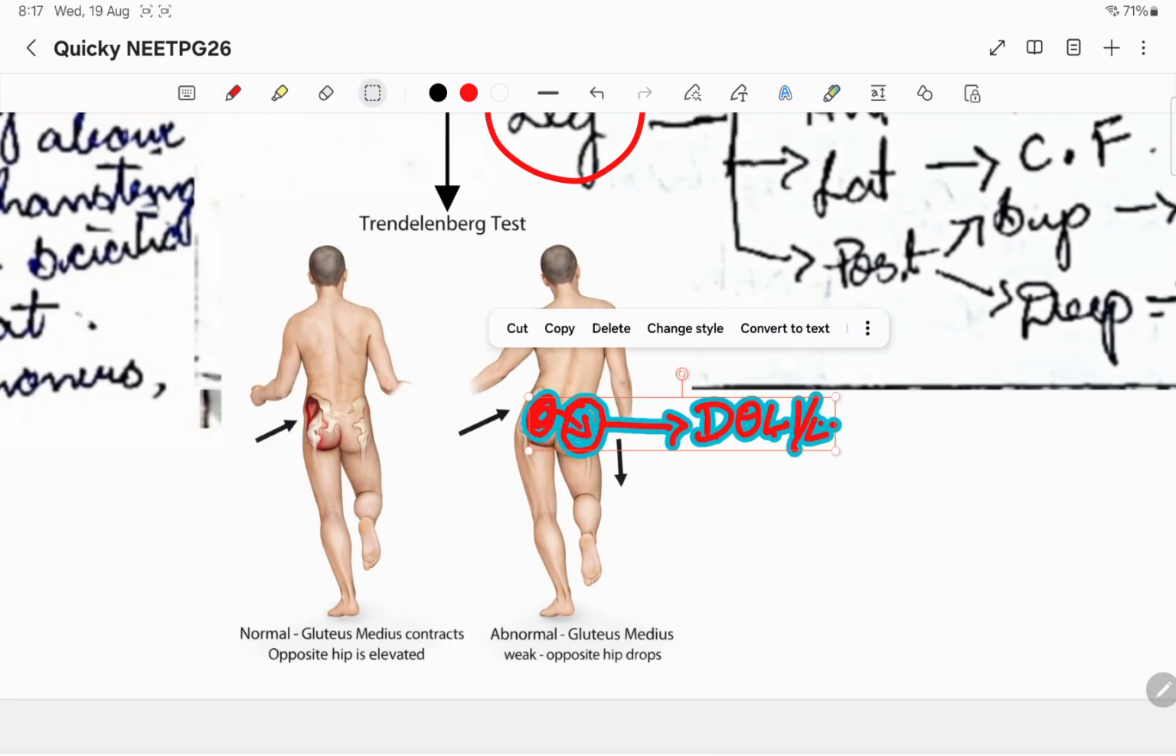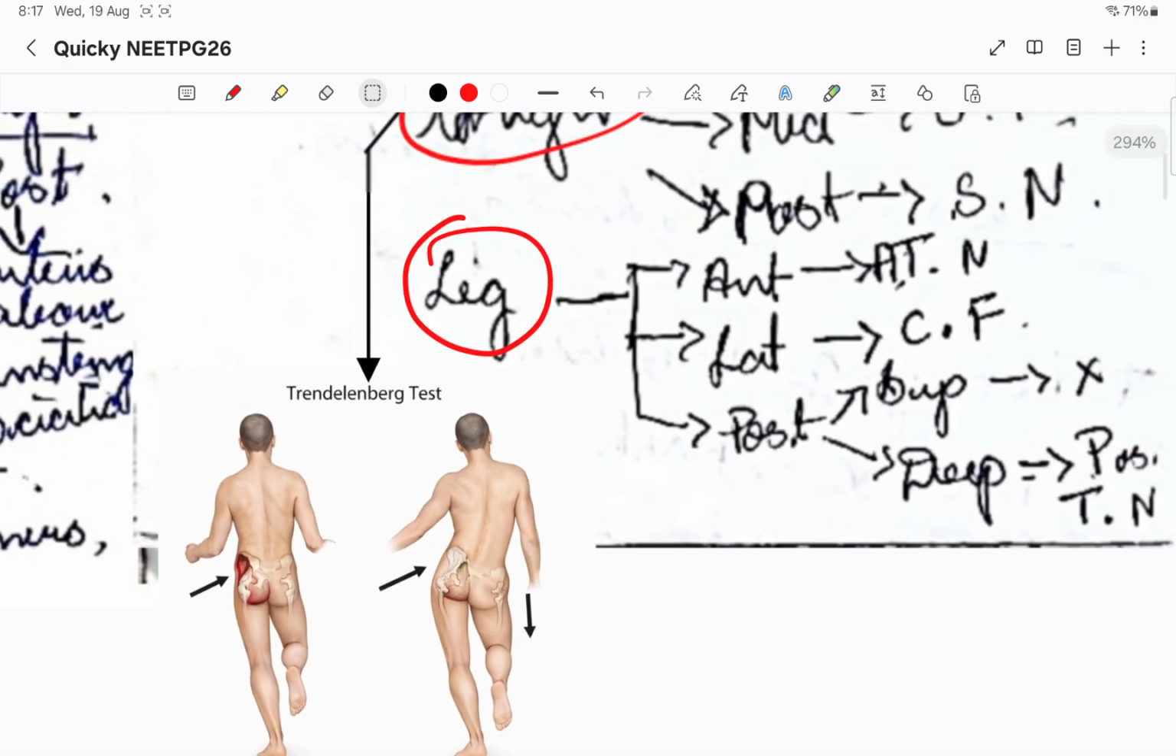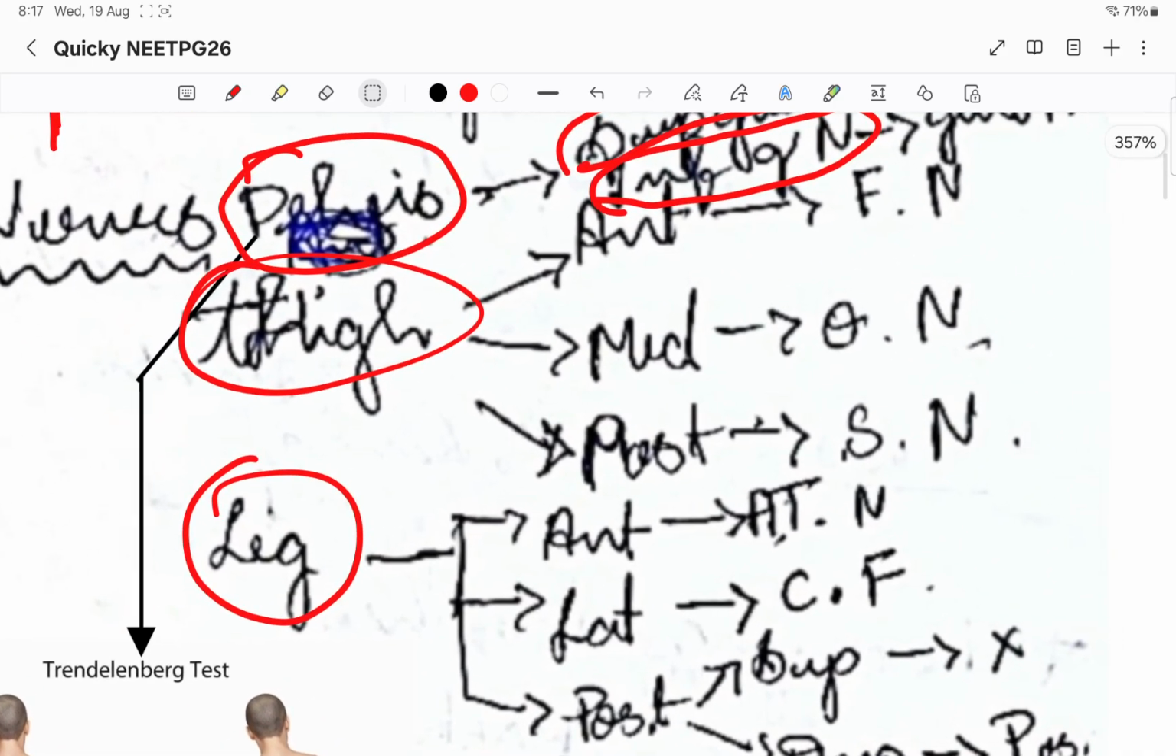So this is the Trendelenburg gait that we see when there is superior gluteal nerve damage. The test that we do is the Trendelenburg test. We tell the patient to walk, and this is how you would see the presentation. That is the main thing you'll have to remember.